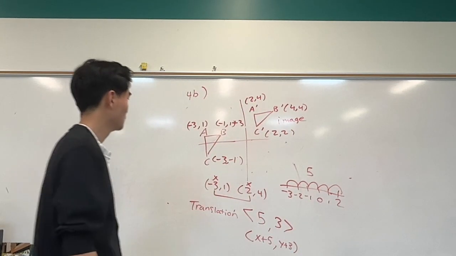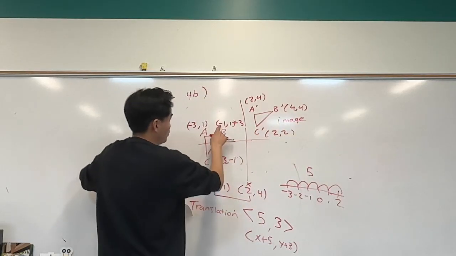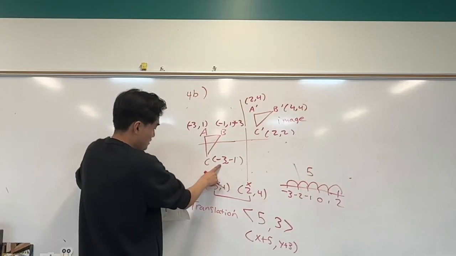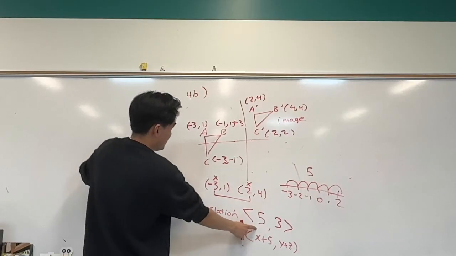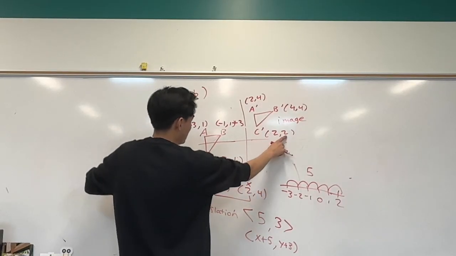Okay. And that makes sense, right? 1 plus 3 is 4 for the y. For 1, -1 plus 5 is 4. For C, -3 plus 5, that's 2. -1 plus 3, that is 2.